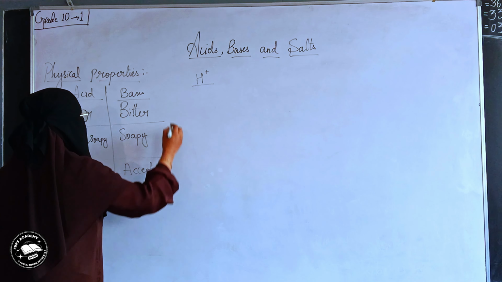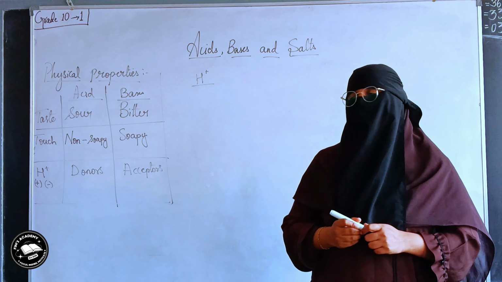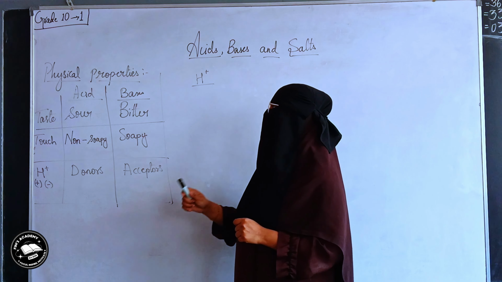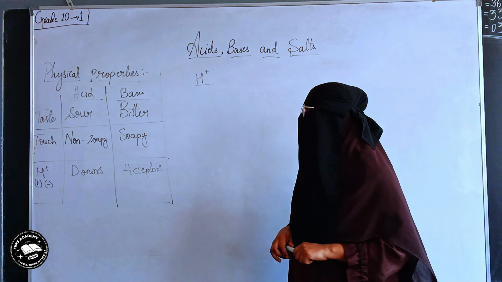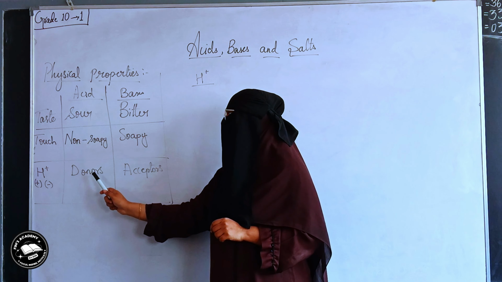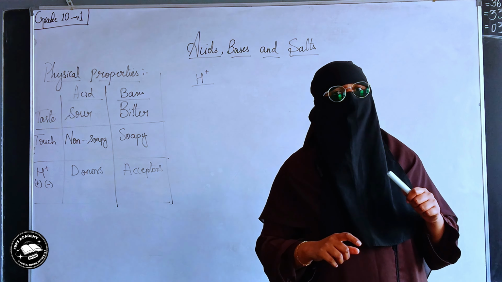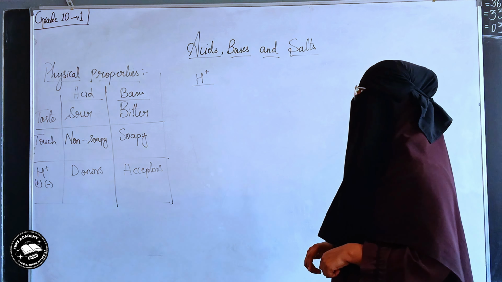So these are the physical properties of the acids and bases. That is, acids are sour in their taste, bases are bitter in their taste. And acids are non-soapy to touch, wherein bases are soapy to touch. And when it comes to acids, they become the best hydrogen donors and bases are the best hydrogen acceptors. This is all about the physical properties of acids and bases.